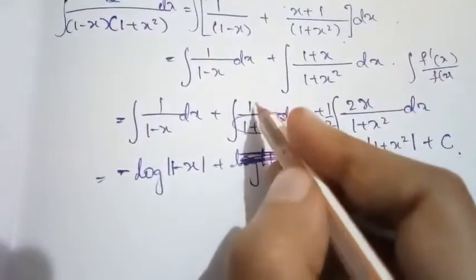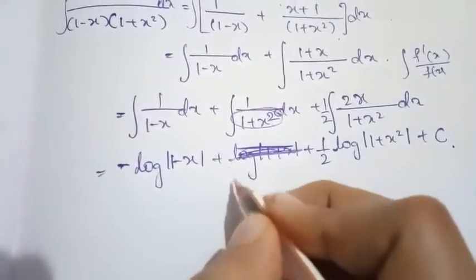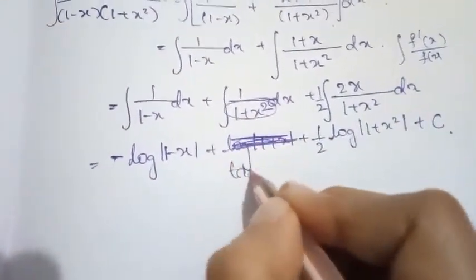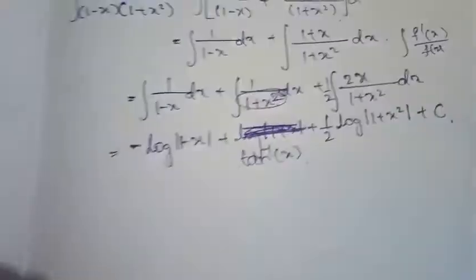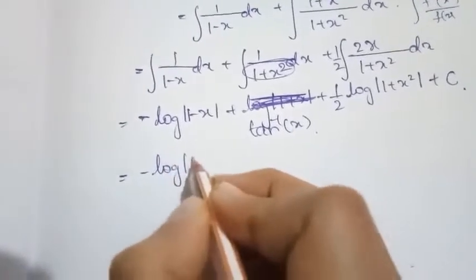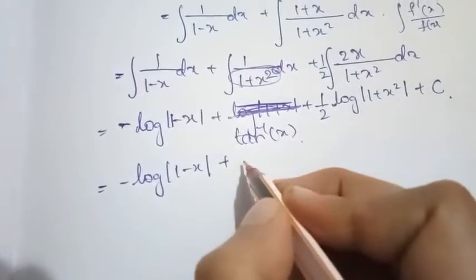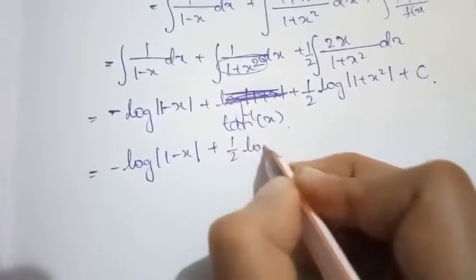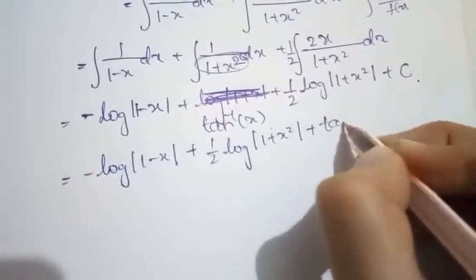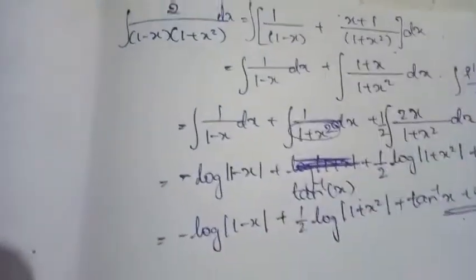We know the general form of integration, 1 divided by a square plus x square, is 1 by a tan inverse of x by a. Here the value of a is 1, so it becomes tan inverse of x. I am not doing any simplified form. So the result is minus log mod 1 minus x plus 1 by 2 log mod 1 plus x square plus tan inverse of x plus c. This is the integral of the given question.